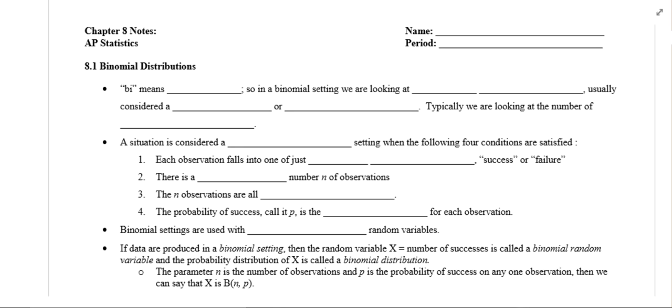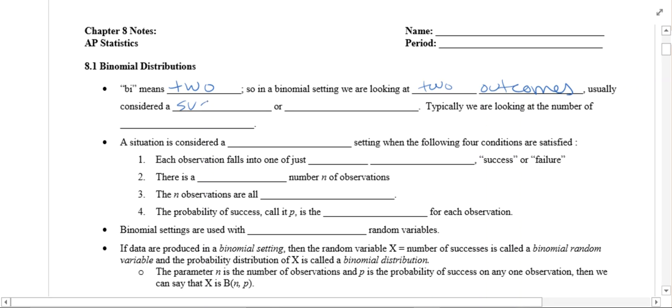And specifically, we're going to be talking about the binomial distribution. So binomial, you've probably seen somewhere along the lines in your math history, but we're going to talk about the binomial distribution, which you probably haven't seen, okay? So just the form bi, what does that mean? Bi means 2. Okay, so in a binomial setting, we are looking at 2 outcomes, usually considered a success or failure. Okay, typically we're looking for the number of successes.